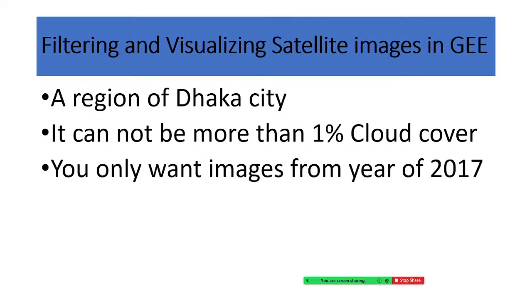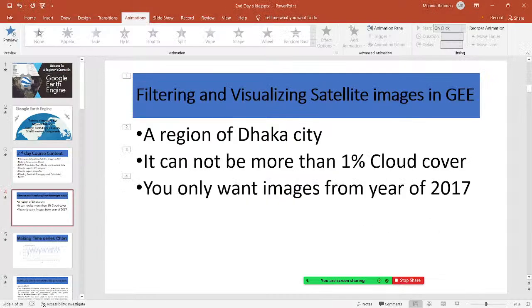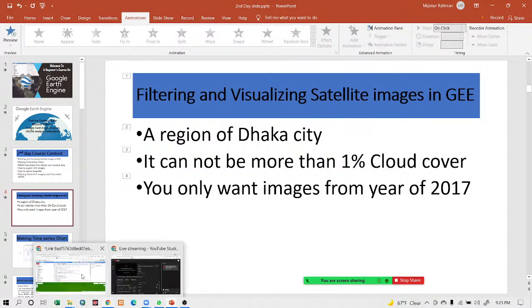So mainly when you filter your satellite images, whether Landsat or Sentinel, it depends on your region, on the specific properties of the image, which can be cloud cover or other properties, and it also depends on your year or specific time period. At this time I will also give you a practical example in the code editor, so that you can easily understand everything one by one.